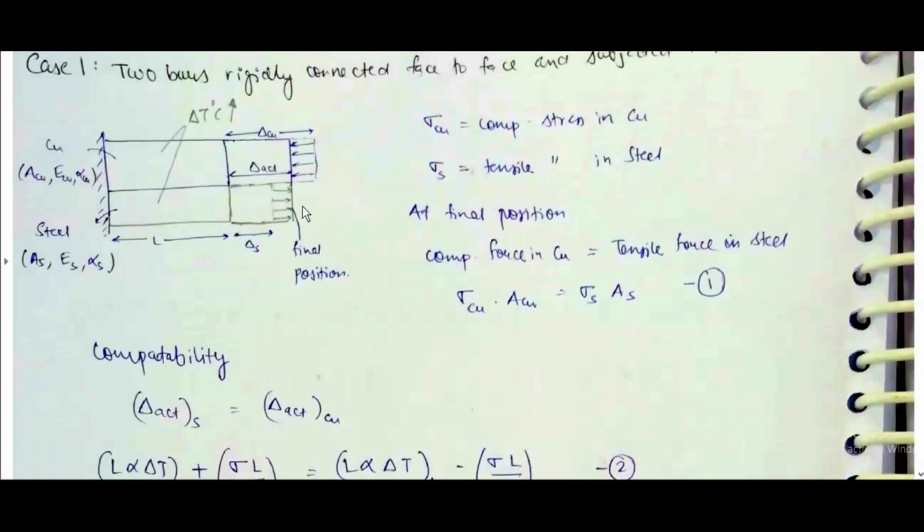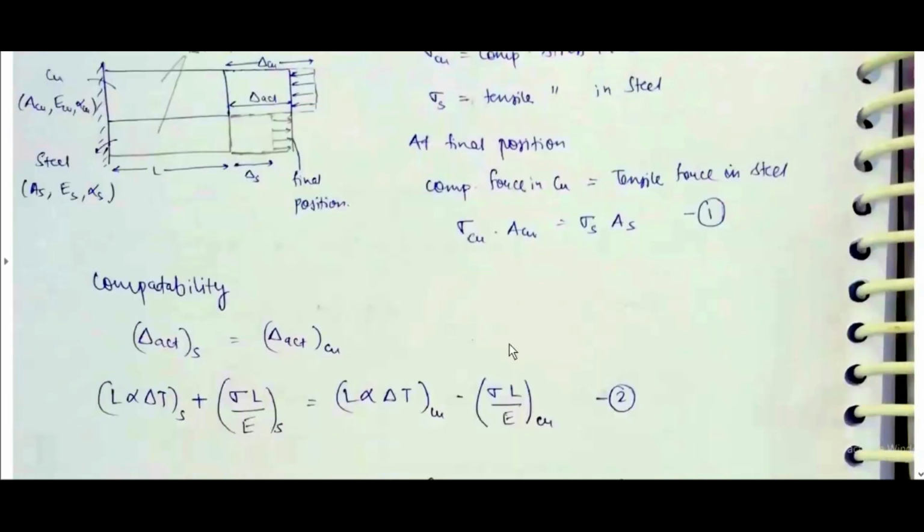But force should be equal in copper and steel. At final position, compressive force in copper is equal to tensile force in steel. At that point, they will stop now. So sigma copper into A copper is equal to sigma S into A S.